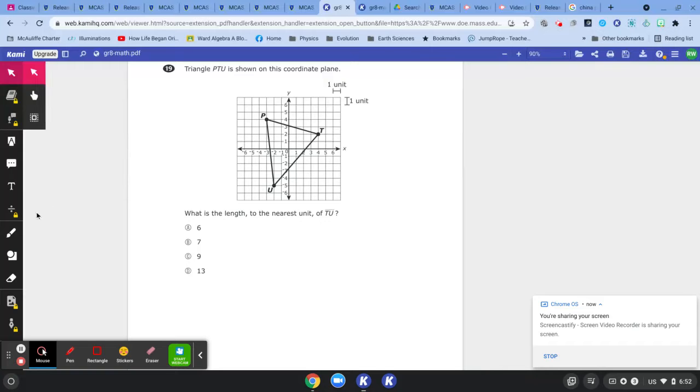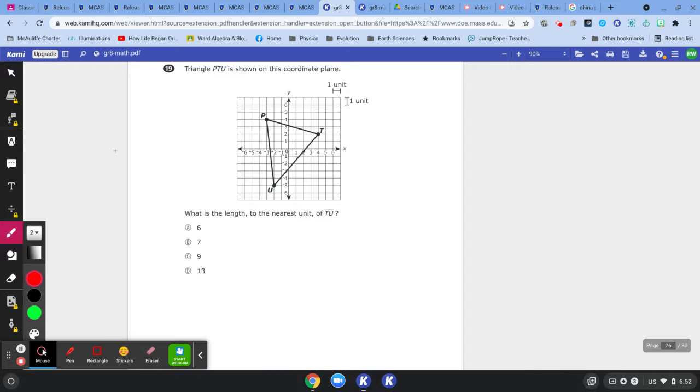Hey, this is Mr. Ward, and I'm going to do another commentary on some MCAS questions from the 2019 Math MCAS for 8th grade. Then we have two Pythagorean Theorem questions. So we got this triangle PTU shown on this coordinate plane, and we're asked to find out, to the nearest unit, the length of TU. Well, TU is a diagonal, so it's going to be a little hard to figure out.